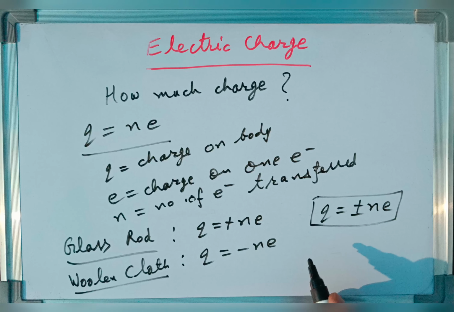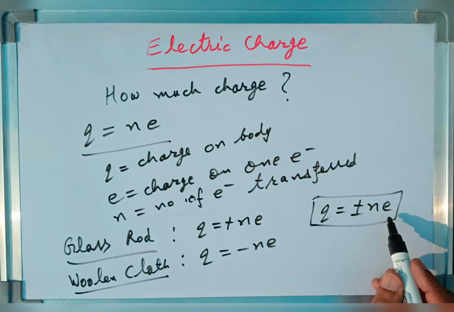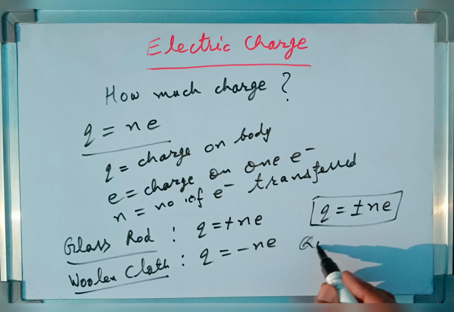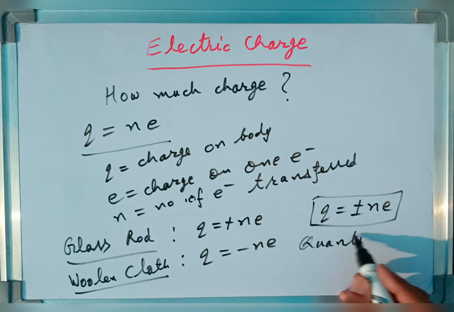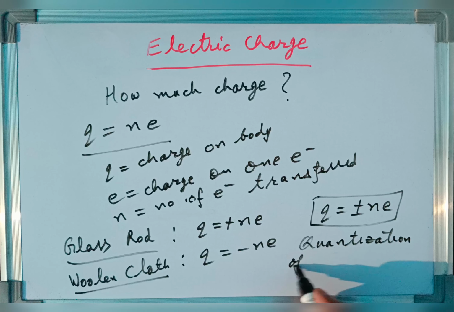This means charge is quantized. Charge on a body is always an integral multiple of the charge on one electron. So this is called quantization of charge.